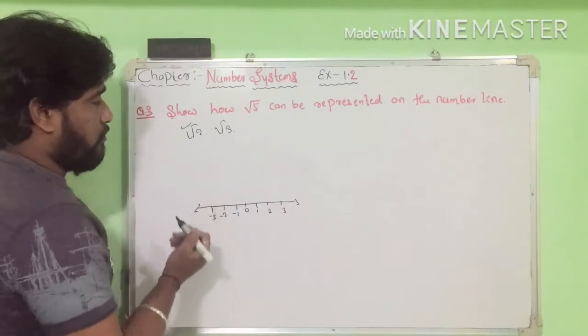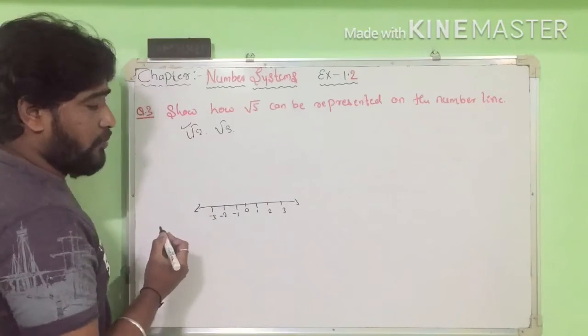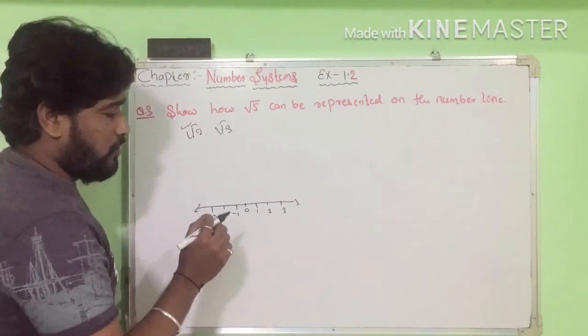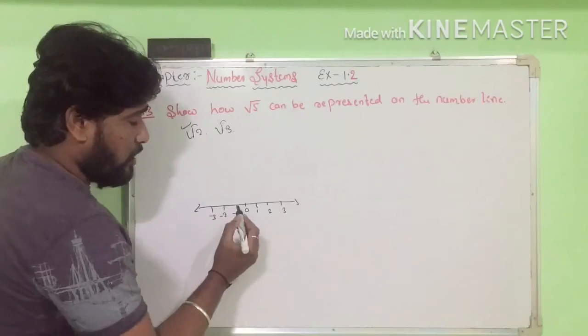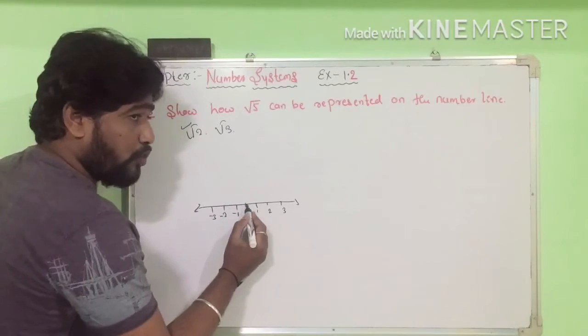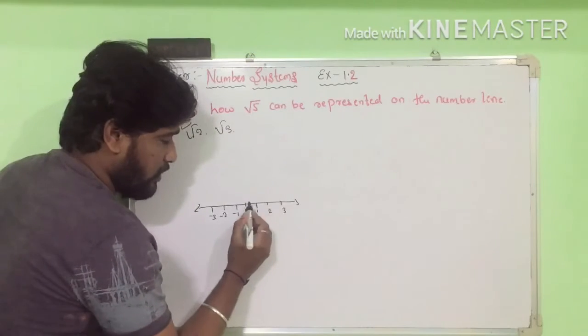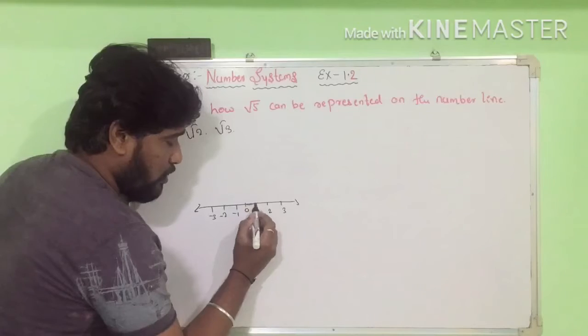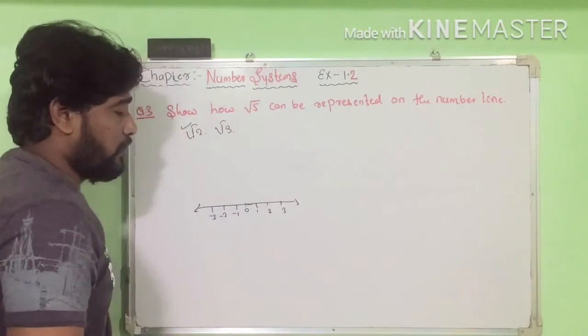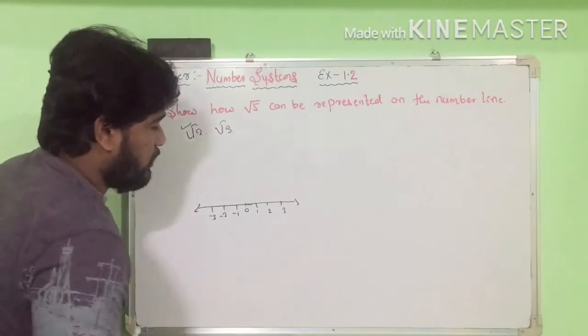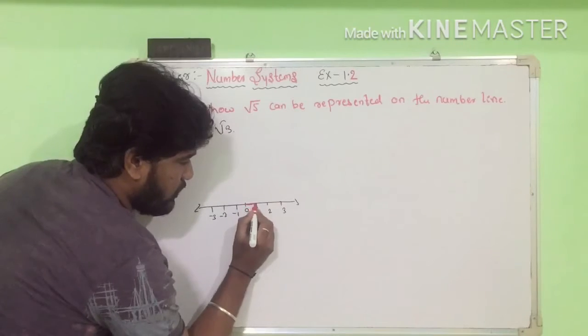When we want to draw root 2, we take 1 unit distance from 0 in the positive direction of the number line. So from 0 in the positive direction, we take 1 unit length. I will take 1 unit length as this much, right?